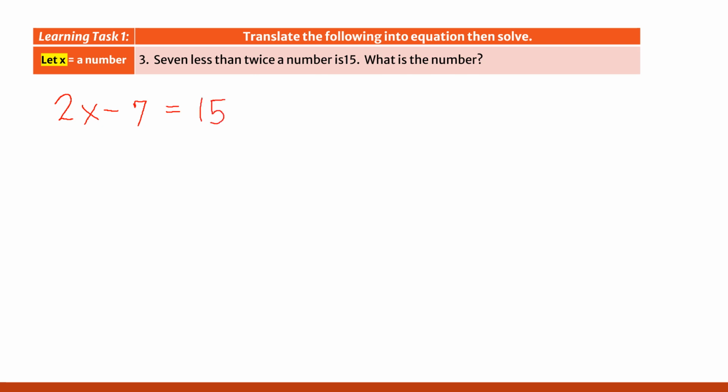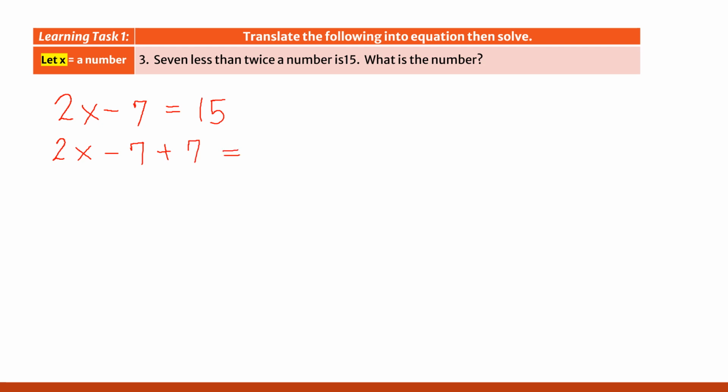So our equation then is 2x minus 7 equals 15. Now, on the left-hand side, meron tayong negative 7. So the opposite of negative 7 is positive 7. Anong gagawin natin? Copy 2x minus 7. At sabi nga natin, the opposite of negative 7 is positive 7.